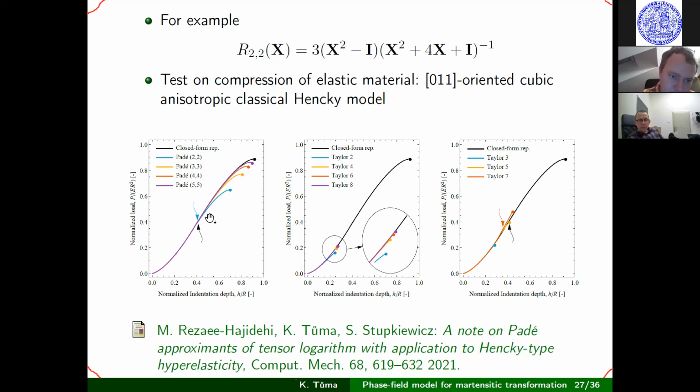So this is the black line. And you can compare it with the approximation of Taylor and Padé. So what you can see is if you take Taylor of the second, fourth, sixth, and eighth order, after some time the simulation stops converging and it crashes. So with this deformation, it already stops working. The odd orders of Taylor are a little better than the even, but still it crashes very soon.